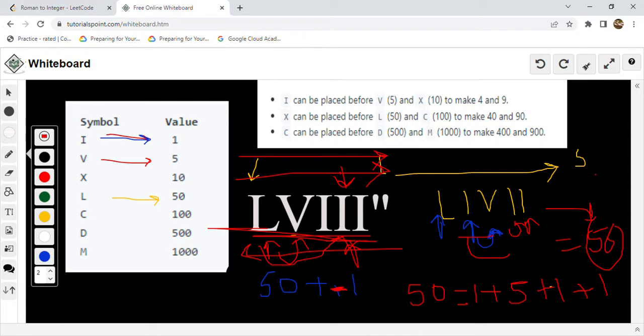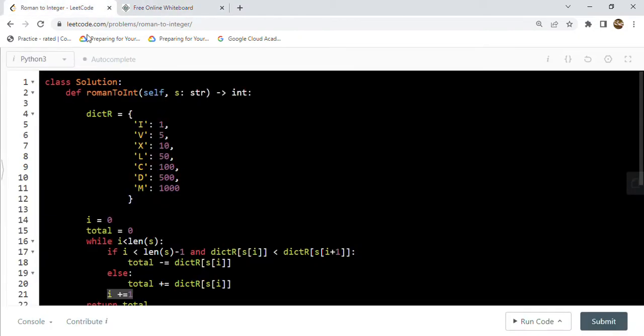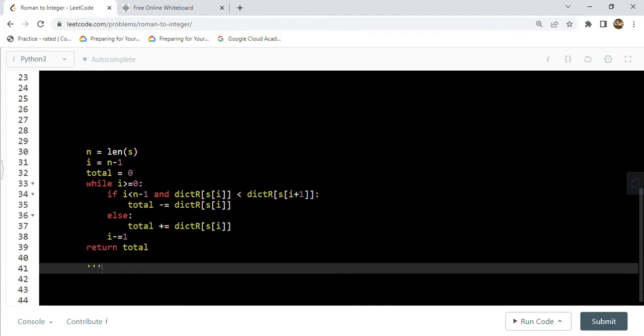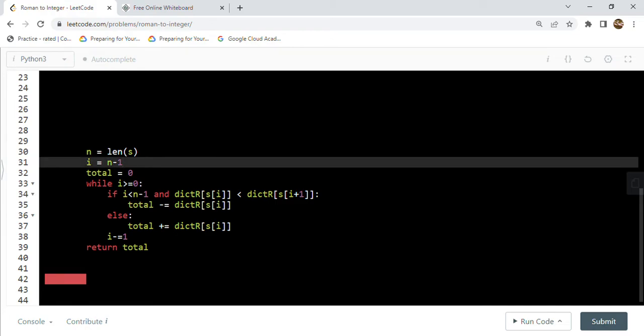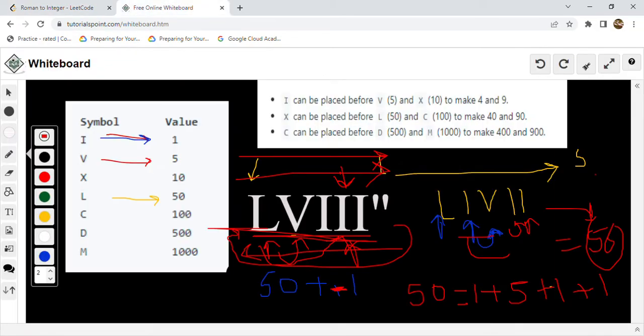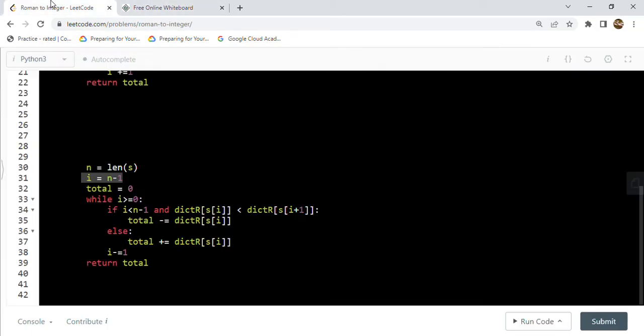Okay, now I said that we can also go from the end index to the starting index, from the last index to the first index. So that I have done. Let's remove the comments. First I have initialized the n value, the length of s. Then i equals n minus 1, because I am traversing from the last index. Then total will be 0. We initialize the total value which we will return as 0.